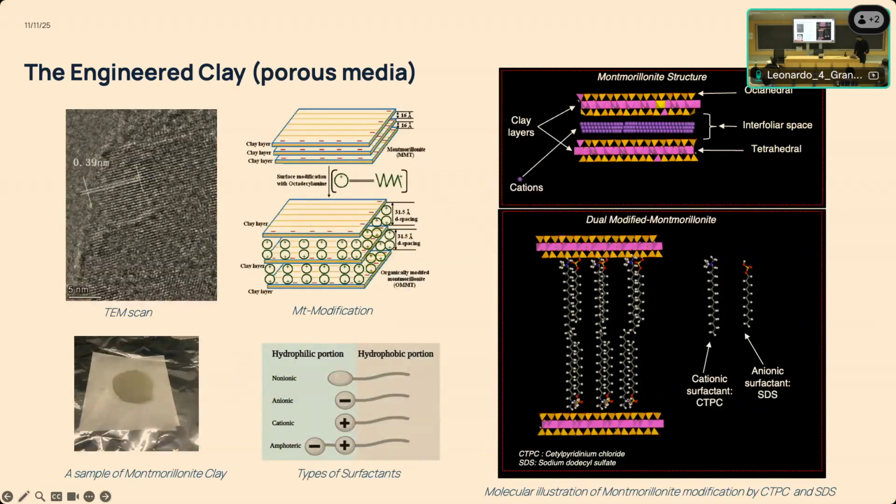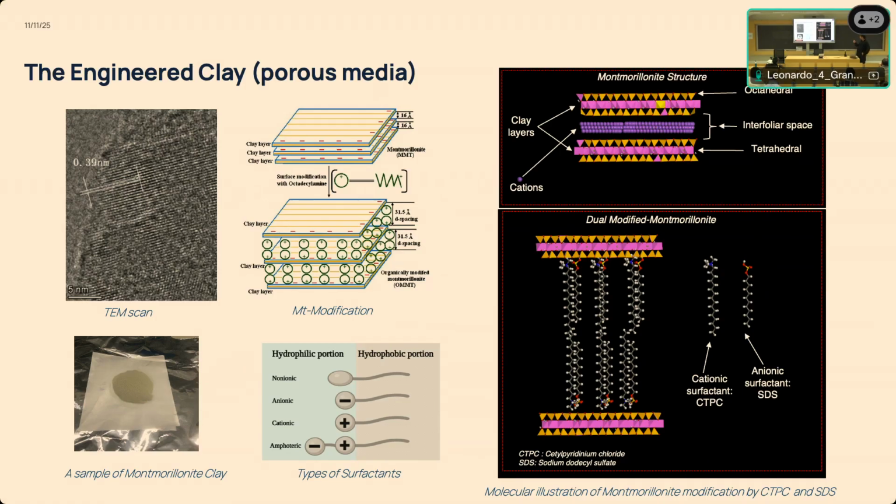Before I go too much into an experiment, I can give you a brief idea about how this engineered porous media looks. On the left, you can see a TEM, a microscopic image scan of a clay. Every clay like this one, a Montmorillonite clay, has these interfoliar layers. When you look at their structure, these are aluminosilicate layers, and the central portion of these layers is filled with cations. They can be sodium, calcium, magnesium.